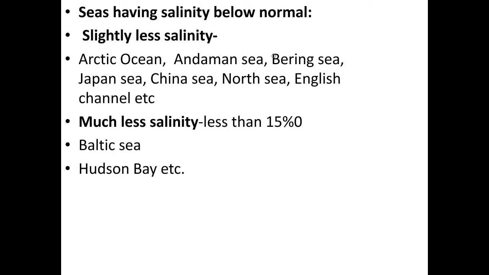Third, seas having salinity below normal, which is less than 35 per thousand. This can be further divided into slightly less salinity or much less salinity. Slightly less salinity, for example, the Arctic Ocean, Andaman Sea, Bering Sea, Japan Sea, China Sea, North Sea, and English Channel. But there are some seas which have much less salinity, about 15 per thousand, for example, the Baltic Sea and Hudson Bay, which receive more fresh water. Because of that, these seas have much less salinity.